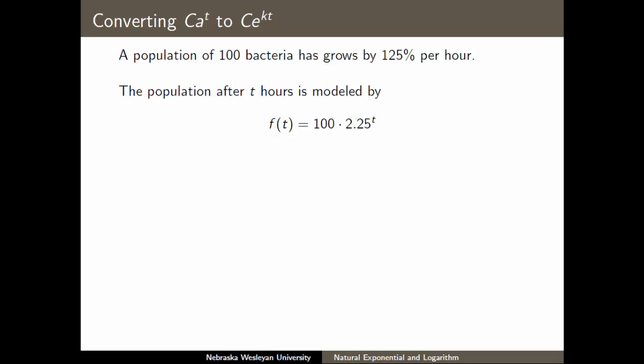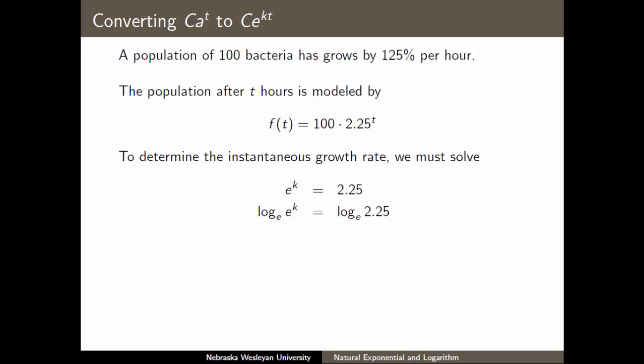How can I change this function to a natural exponential? I need to know the instantaneous growth rate k in order to do that. And the information I have is that e to the k should be the same as 2.25. Just like last time, when we put e to the k in the parentheses and said that that was our value of a. This time I know the value of a, but I don't know what the value of k should be in the exponent. If we use a logarithm, we could get the value of k out of the exponent.